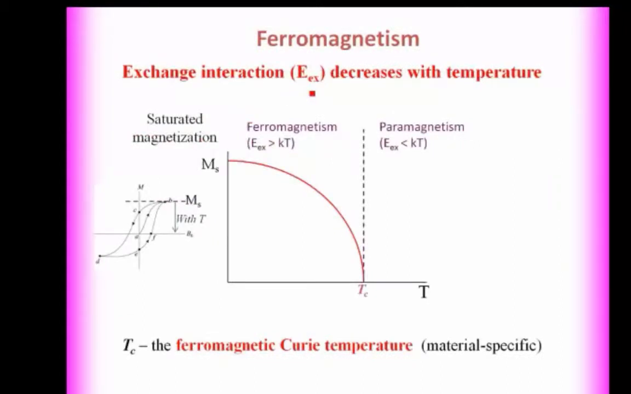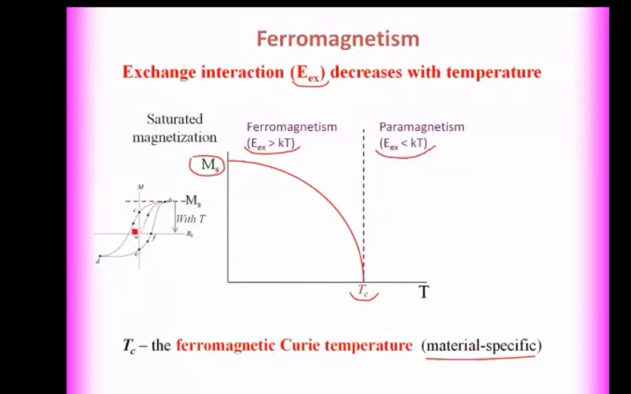This exchange interaction, which gives you the ferromagnetism, decreases with temperature. And so as you go up in temperature, then the saturated magnetization, which is called M sub s, remember, if you have the E exchange much larger than kT, you have ferromagnetism. But as a function of temperature, this will go down and can end up with 0, and that's the ferromagnetic Curie temperature. Remember, this is material specific. If you have paramagnetism, you have this exchange being less than kT.